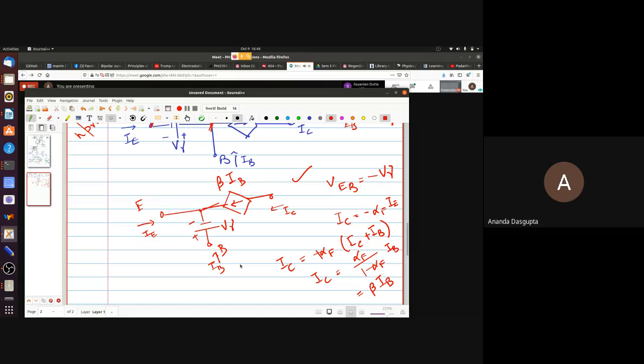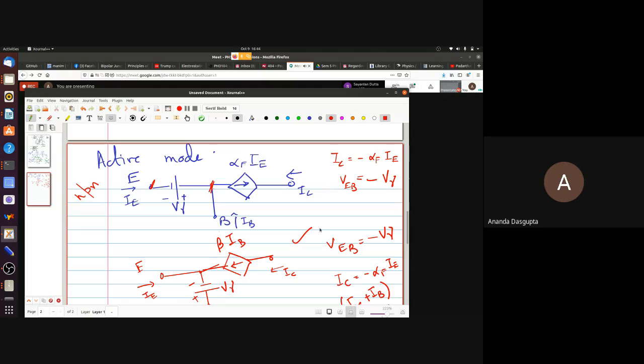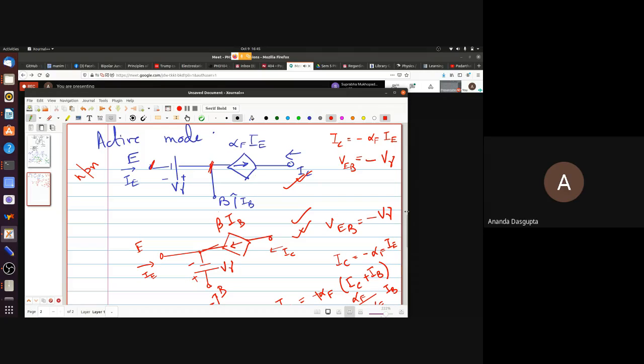So the point is, this model is a decent approximate model for the transistor when it's in the active mode. Again, what is the difference? Frankly, there is no difference. These two models say exactly the same thing. What does this model tell you? What information does it give you? It tells you that the emitter base junction has a voltage difference. It tells you the current flowing in here is related to.